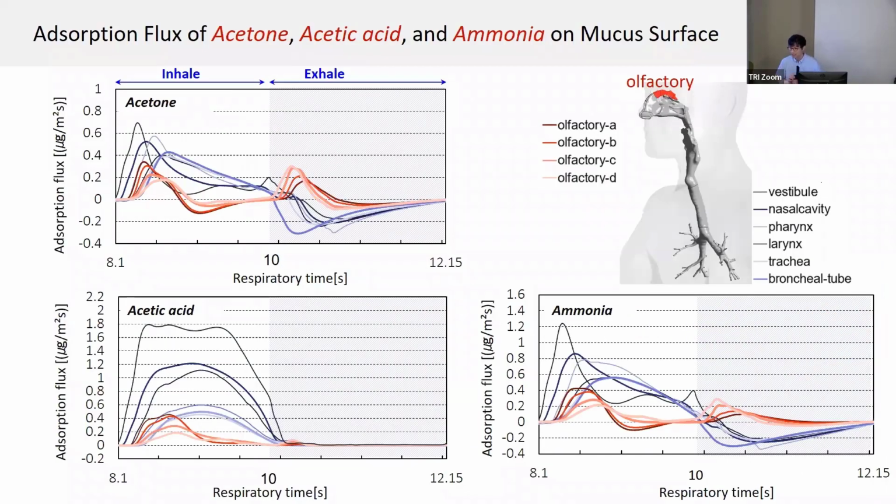This is the in silico study, and then we can easily change the target chemical compounds. The upper part is the acetone result, and lower left-hand side is the acetic acid, and this one is ammonia. By applying these completely different boundary conditions, we can calculate these types of trend of flux and show significant differences of each other.